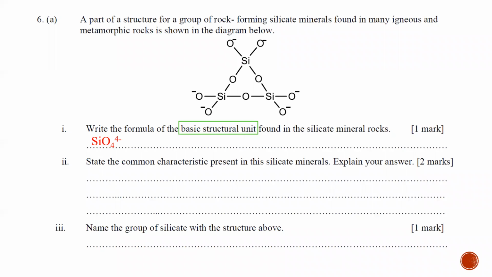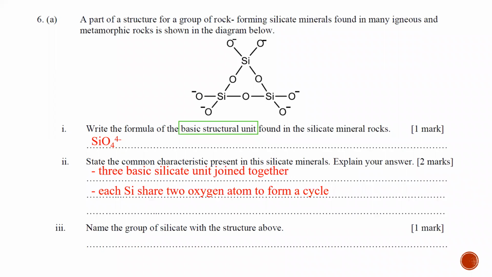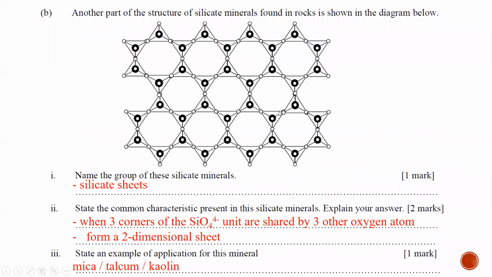Number 2, state the common characteristic present in the silicate mineral. Explain your answer. So in here, you must write that 3 basic silicates are joined together, where each silicate shares 2 of its oxygen atoms to form a cycle structure. Okay, so these are the characteristics present in these silicate minerals. And 3, name the group silicate with the structure above. This is a cyclosilicate or ring silicate also can. Okay, so that is for 6A.